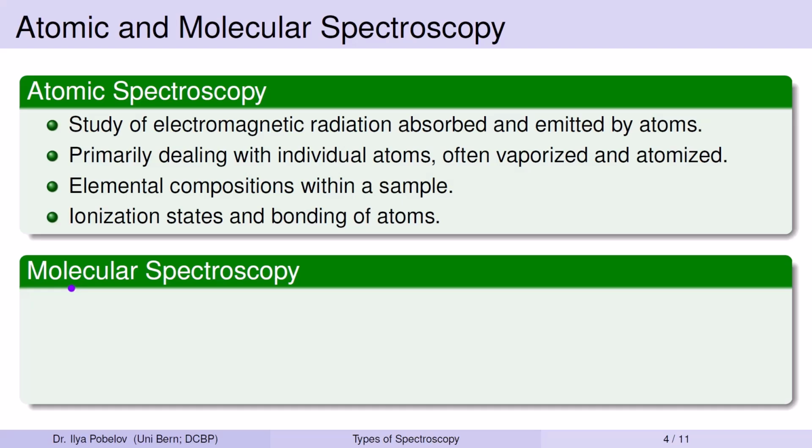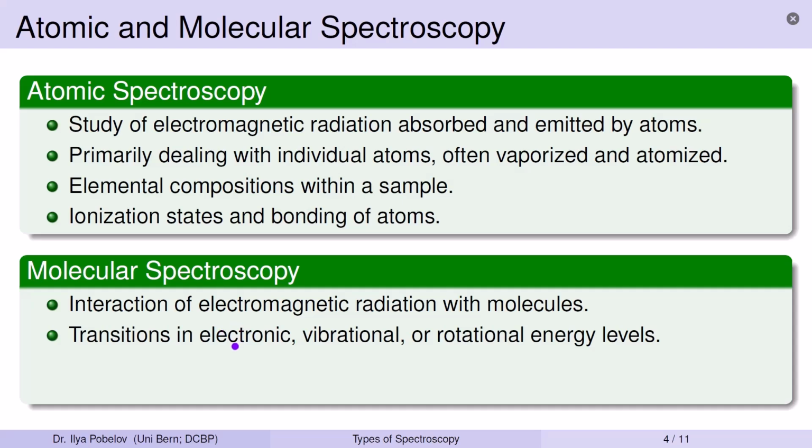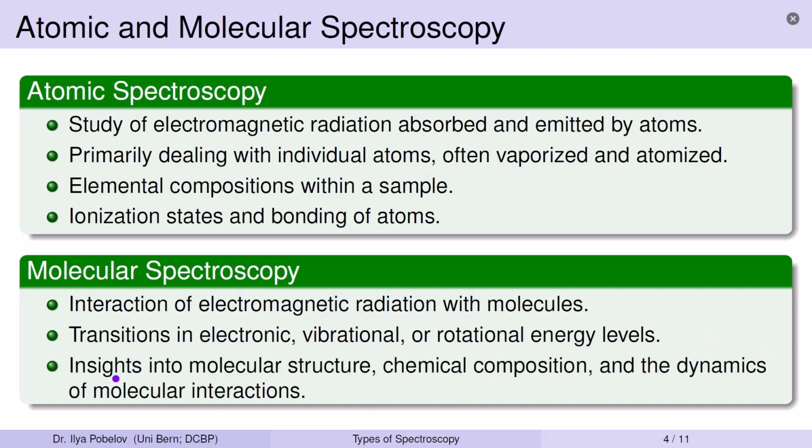The molecular spectroscopy branch of spectroscopic techniques is concerned with the interaction of electromagnetic radiation with molecules. Unlike atomic spectroscopy, which deals with individual atoms, molecular spectroscopy examines the transitions in electronic, vibrational, or rotational energy levels within a molecule. It provides valuable insights into molecular structure, chemical composition, and even the dynamics of molecular interactions.